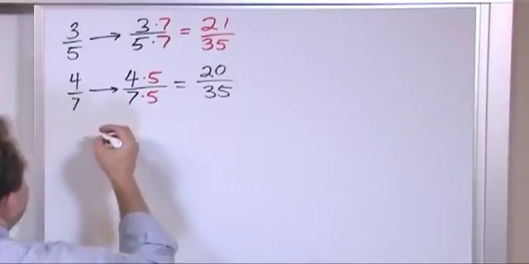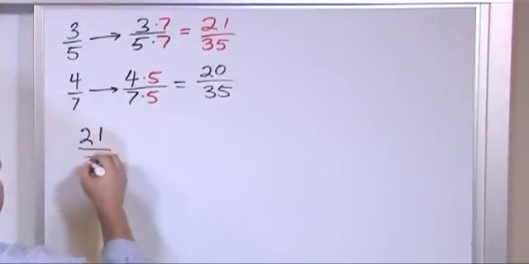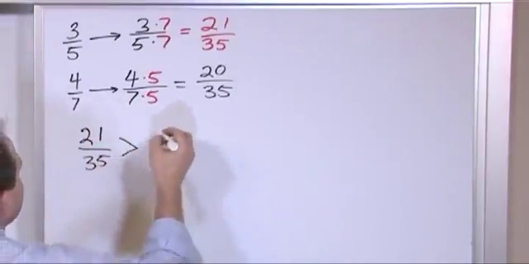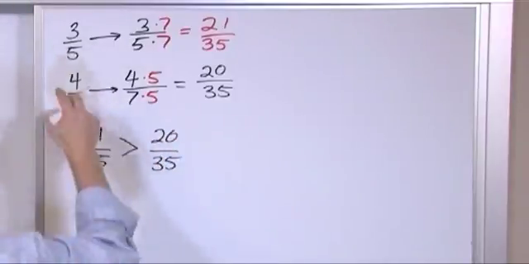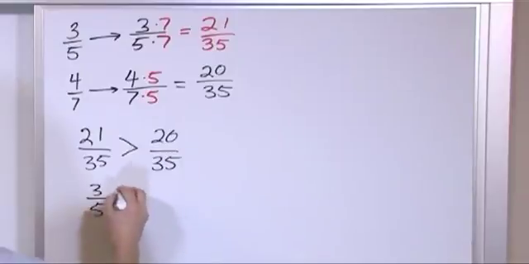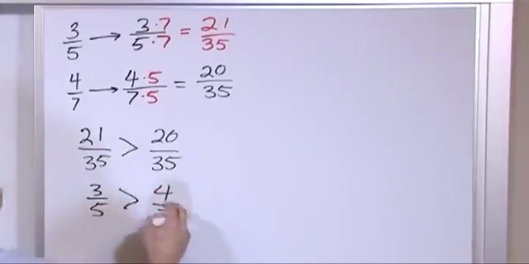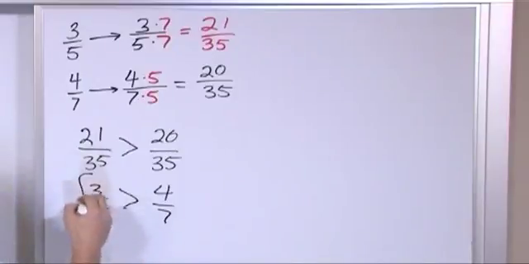So basically what we've shown is that 21/35 is greater than 20/35, which means that 3/5 is greater than 4/7, because this fraction goes with this one and this one goes with this one. So 3/5 is greater than 4/7.